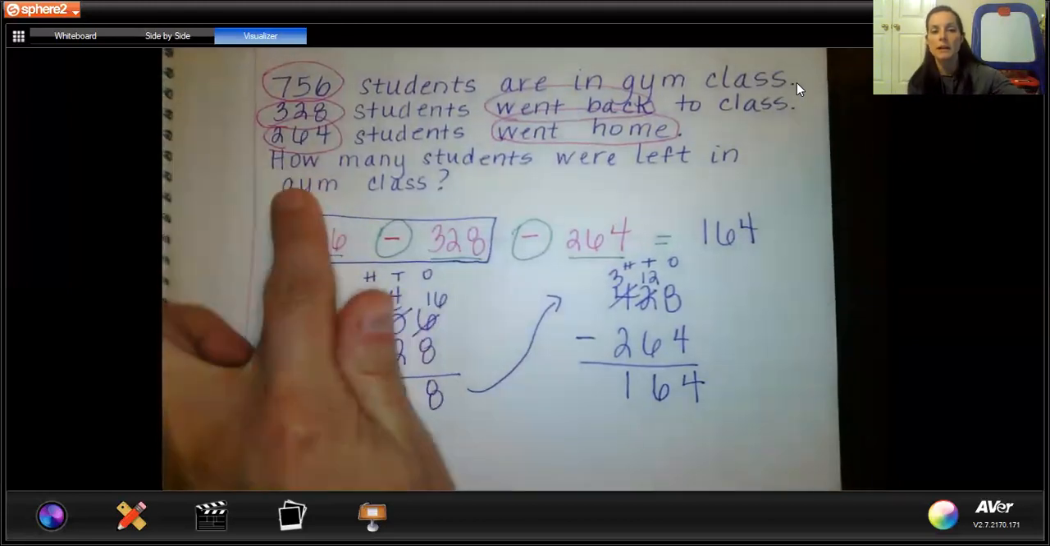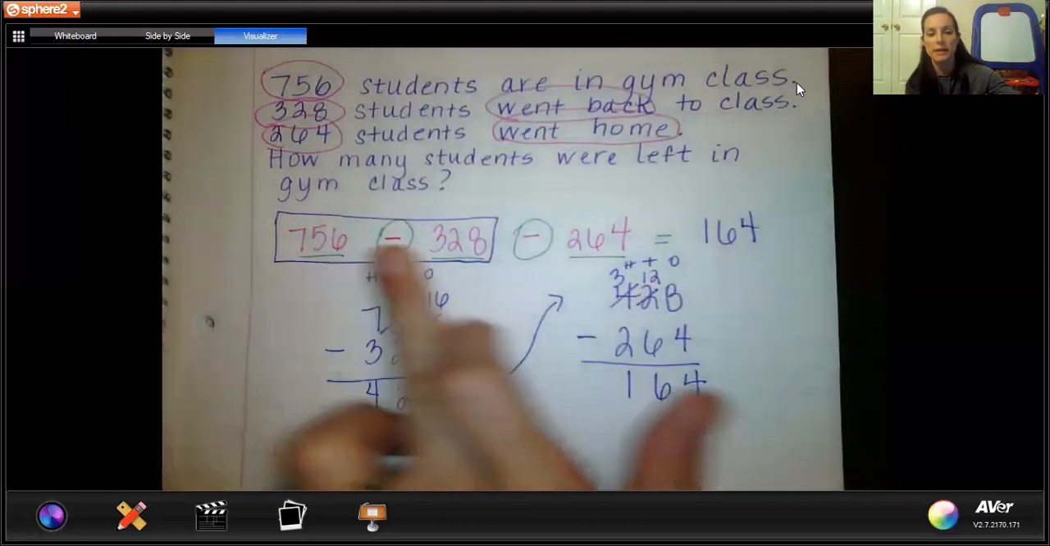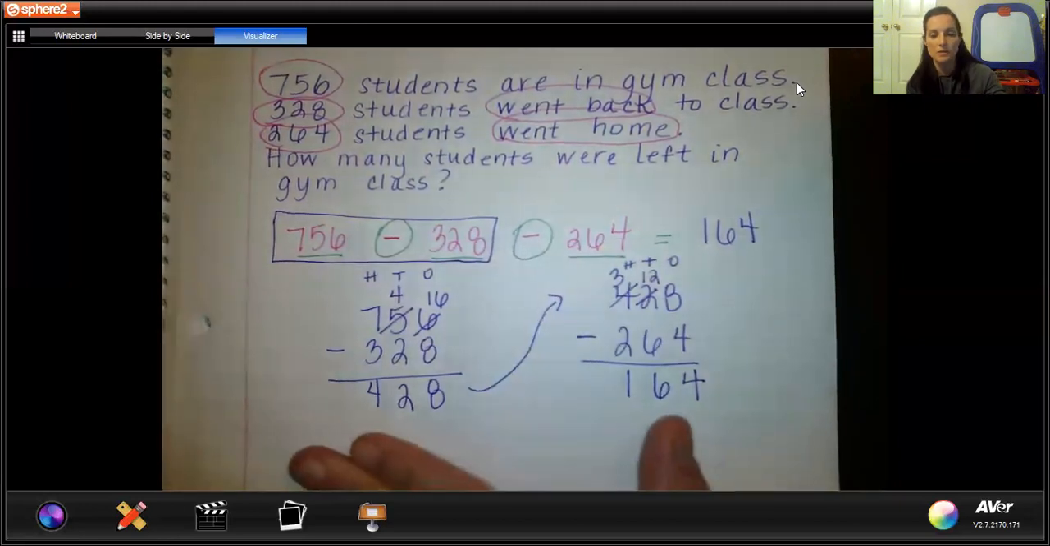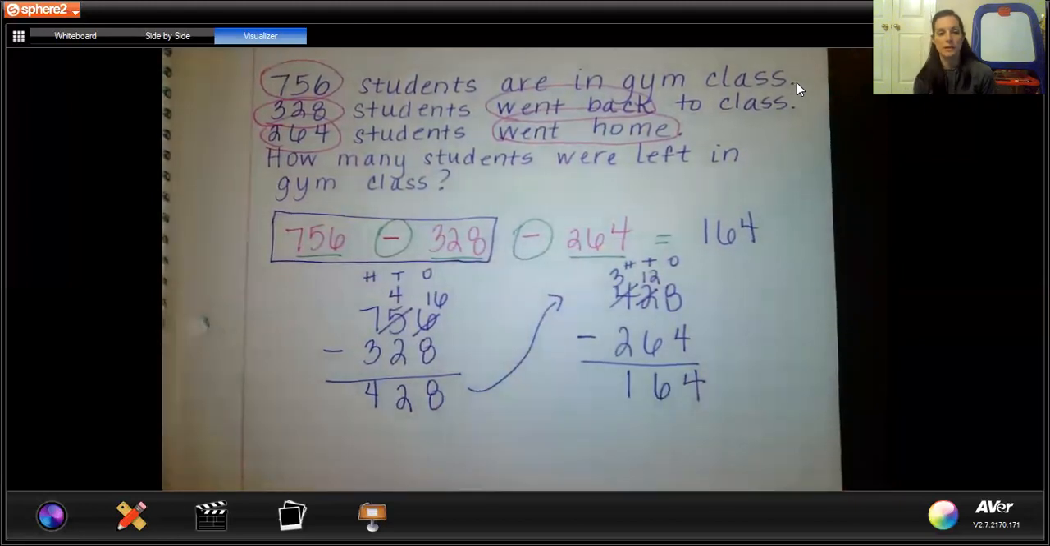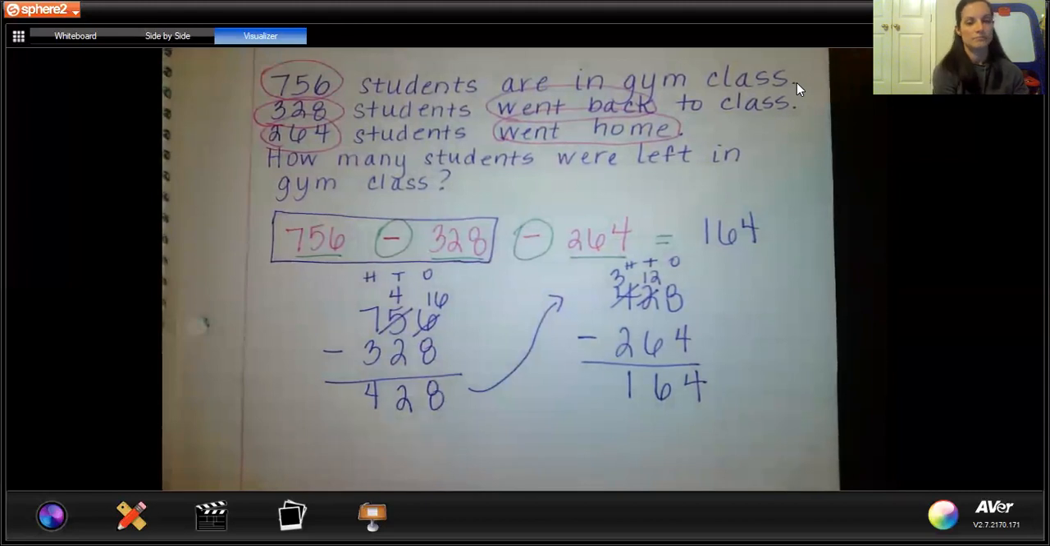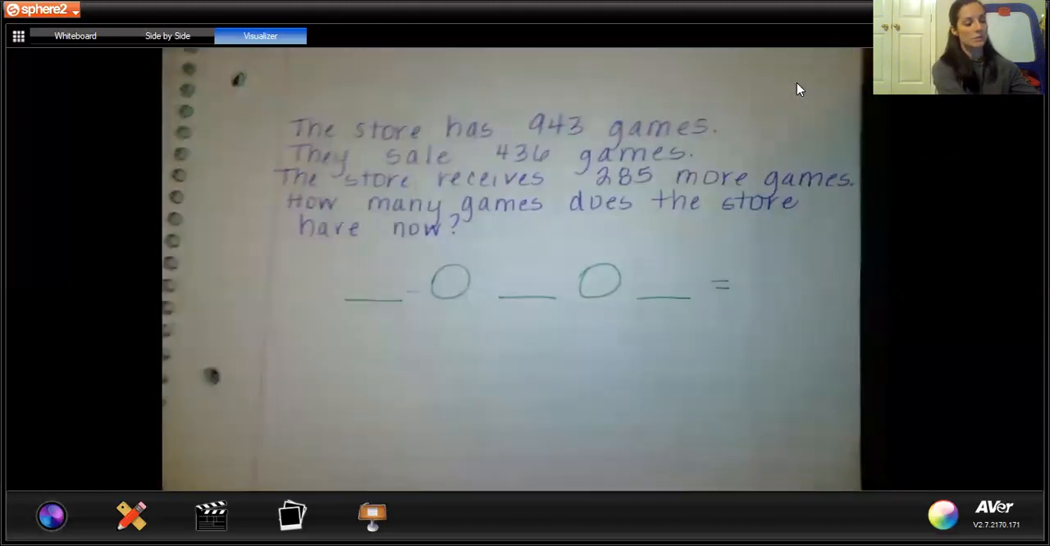So now we have analyzed our problem, we made a plan of how we would solve it, and we solved it and put our answer right here. Okay. Moving on to our next problem.